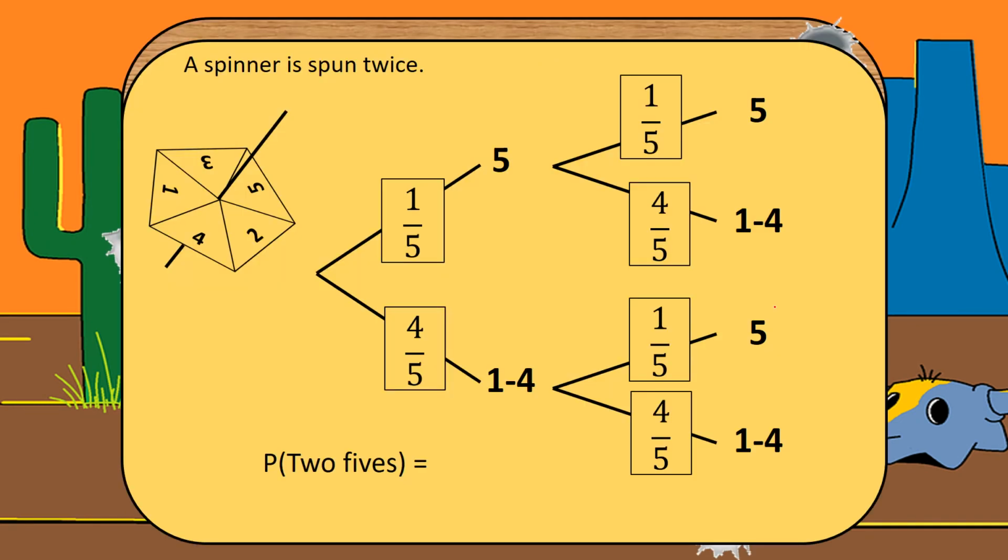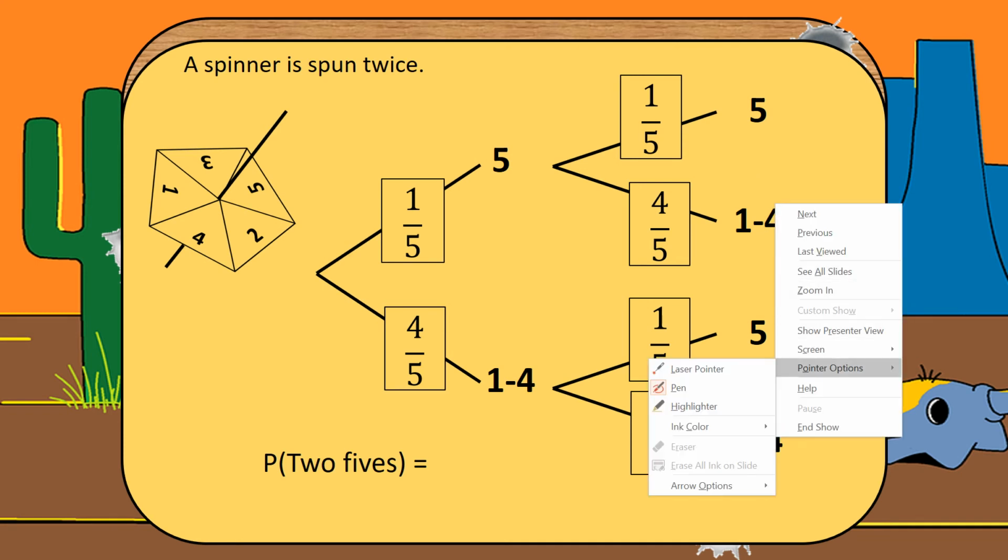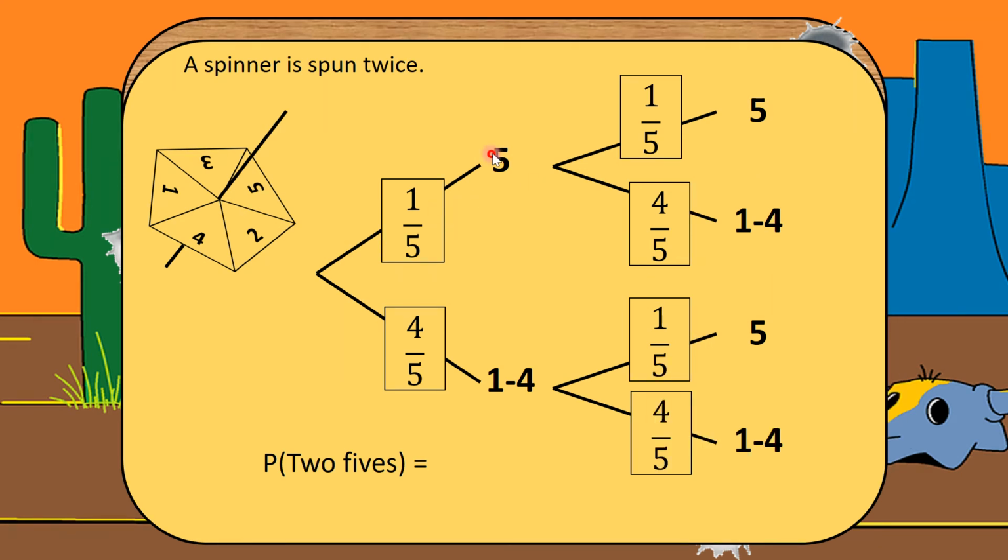So here we've got a spinner. Okay, the way this is marked up for us, make sure I don't click to the next slide. So we're saying here we got a 5 the first time. Here we got one of the numbers from 1 to 4. Here we got a 5 the second time. Here we got a number 1 to 4. All right, and it's 1 out of 5 chance we get a 5 because there's only one 5 on there. 4 out of 5 chances we get something else. What's the probability we get 2 5s if we spin it twice?